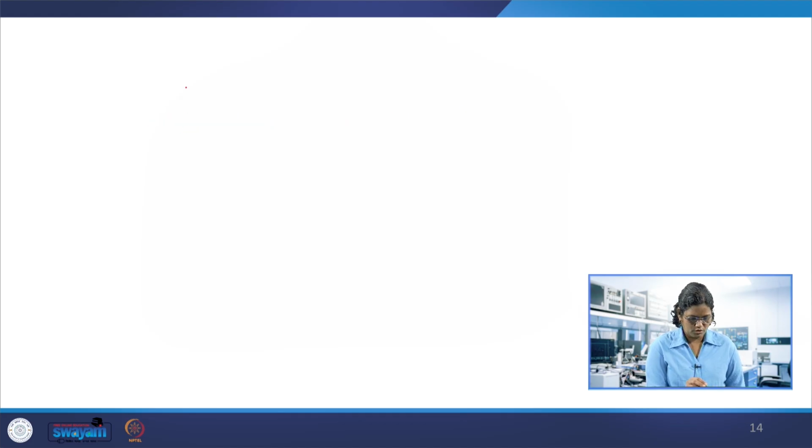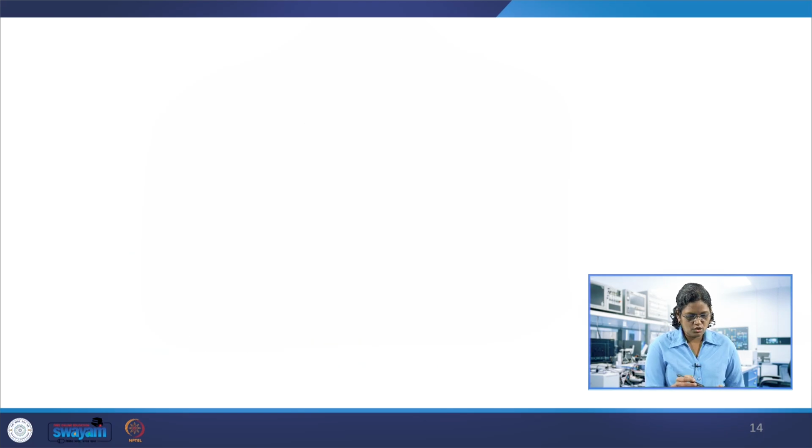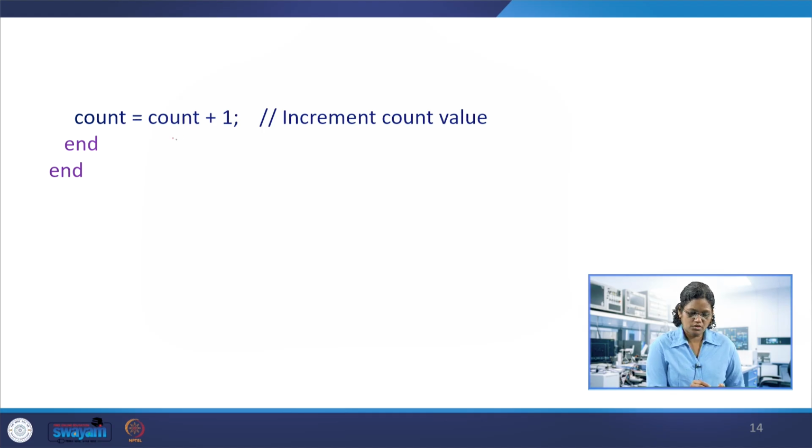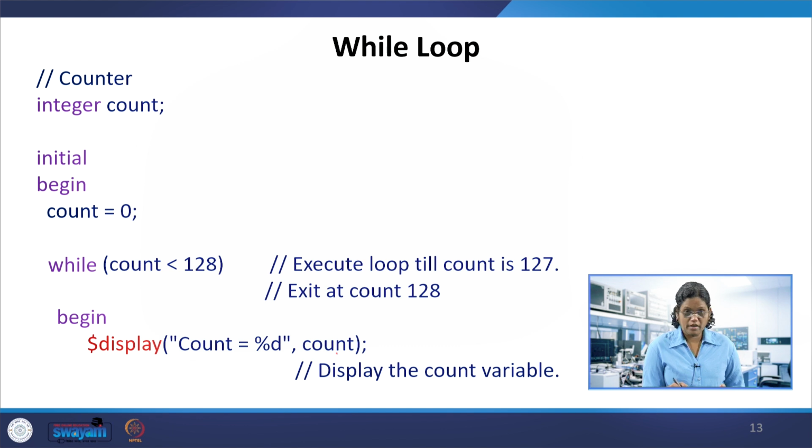So here the count is incrementing. First it displays the 0, while count is less than 128. Yes, the initial value is 0, so 0 gets displayed, and then the count is increased to 1, that is 0 plus 1. In the next iteration it is 1, the display gives 1 and then it increments. In this way it goes up to 127. So the counter goes from 0 to 127. This is the logical expression you can notice, and it can be used in test benches.